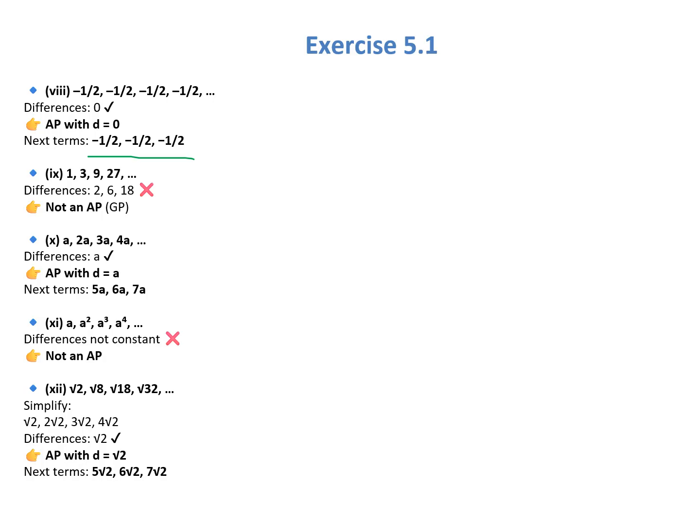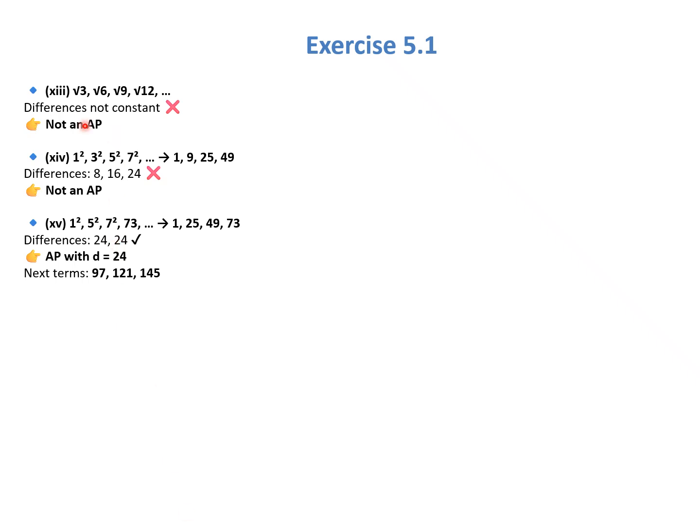In this, the difference is the same, which is a. Then we have to find the next terms. So 4a plus a is 5a, 5a plus a is 6a, 6a plus a is 7a. So in this, the common difference is not the same, and this is not an AP. In this, we find that the common difference is the same, which is root 2, and then we have to find the next 3 terms. So we'll move to the next question.